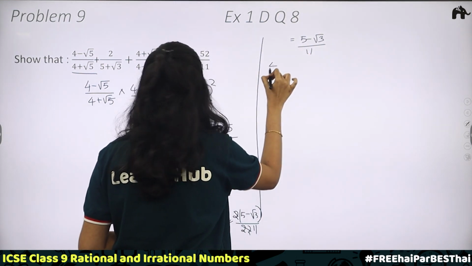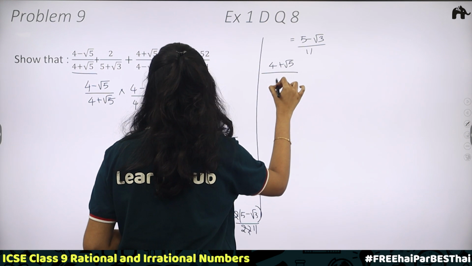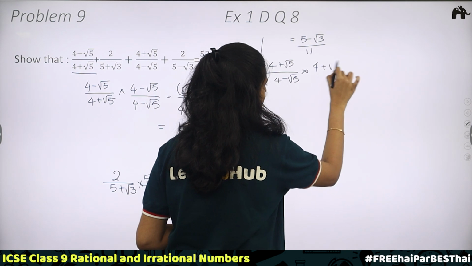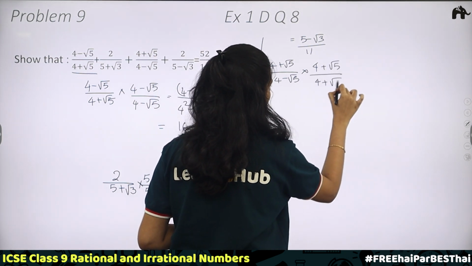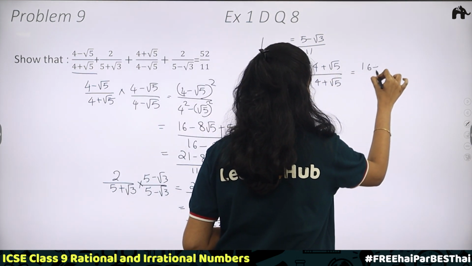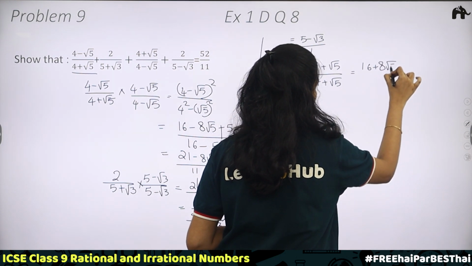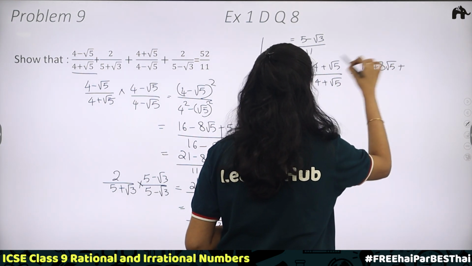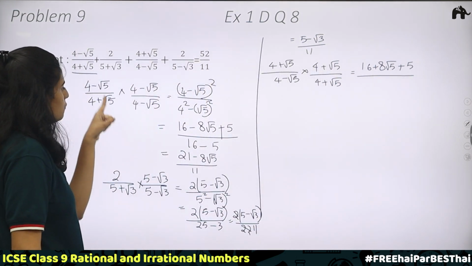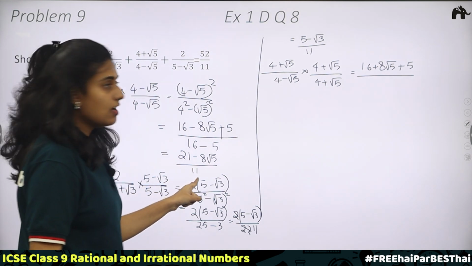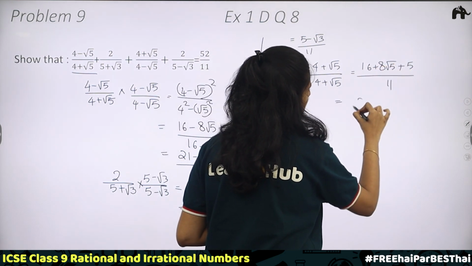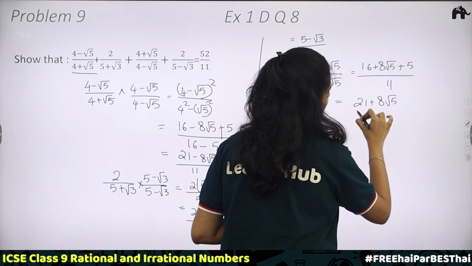Now the third term is 4 plus root 5 divided by 4 minus root 5. Now the rationalizing factor will be 4 plus root 5, again 4 plus root 5, which is equal to a plus b whole square. 4 square 16 plus 2 into 4, 8 root 5, plus root 5 square, which is 5, divided by a plus b into a minus b. Same here we have 4 plus root 5 into 4 minus root 5, which is equal to 11. So denominator will be 11. You get 16 plus 5, 21 plus 8 root 5 divided by 11.